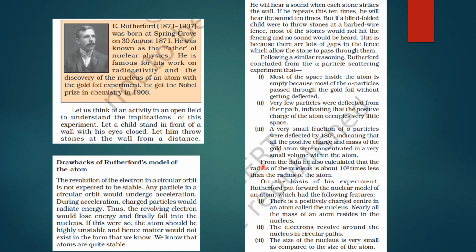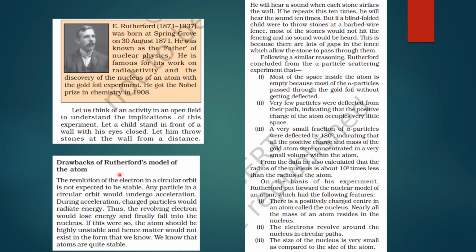Now, from the data, he also calculated that the radius of the nucleus is about 10 to the power 5 times less than the radius of the atom. The nucleus बहुत ही छोटा है as compared to the atom. Okay. So he put forward the nuclear model of atom. ठीक है, features क्या क्या हैं इसके? There is a positively charged center in an atom which is called nucleus. Nearly all the mass of an atom resides in the nucleus. Then electrons revolve around the nucleus in circular paths, and size of nucleus is very small as compared to the size of the atom. Right? Very very important question. Rutherford's model में से mainly question आता ही है आपका exam, right?